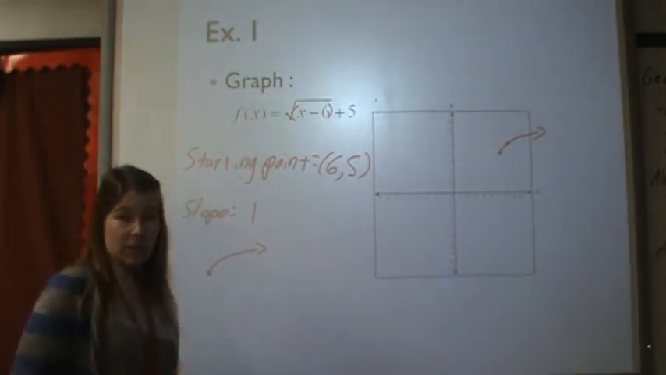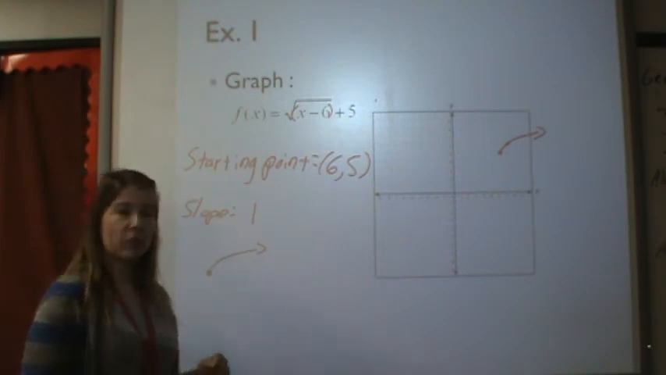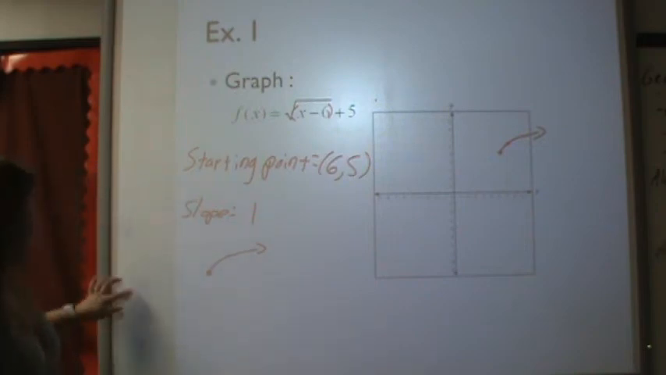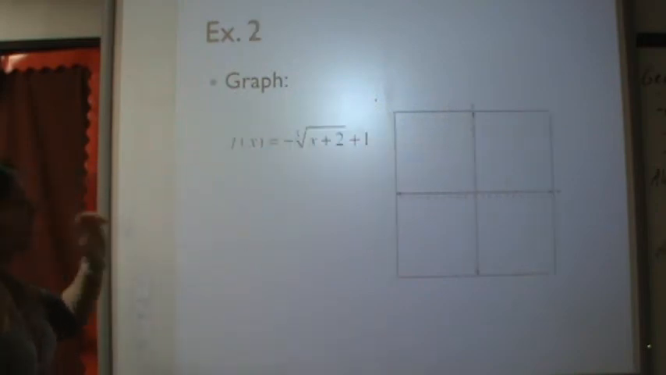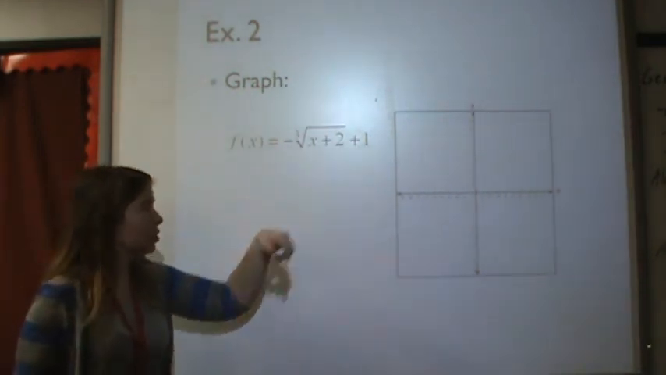The thing about this assignment is you're going to have to learn how to connect your points. Your dots are going to be graphed all the same way, but you have to make sure you connect them with the correct curve. The next one we have here is f of x equals negative cube root of x plus 2, plus 1.